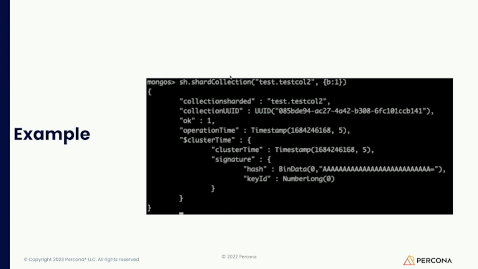So this is an example of how it looks when you do shard a collection. In this case, this is a collection called testcall2 inside the test database, and I'm sharding using the field v. And this is all the information that Mongo will say when you shard it. Basically, the important part is ok: 1. The rest just doesn't matter for this purpose.